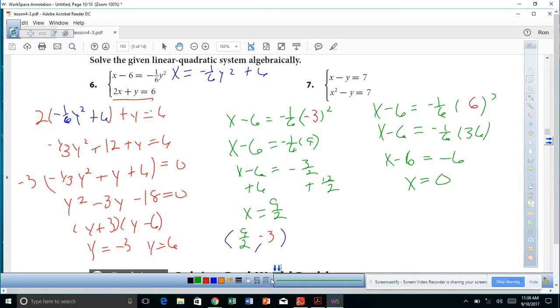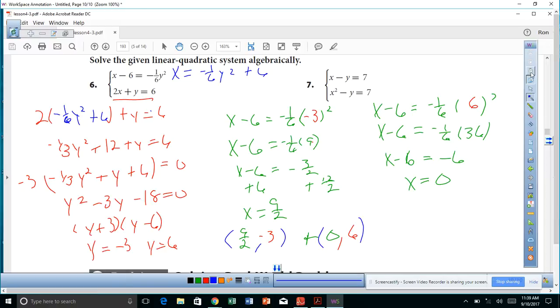Okay, x equals 0. So now our solution here is going to be 0 and 6. So our solutions are 0, 6, and 9/2, negative 3.